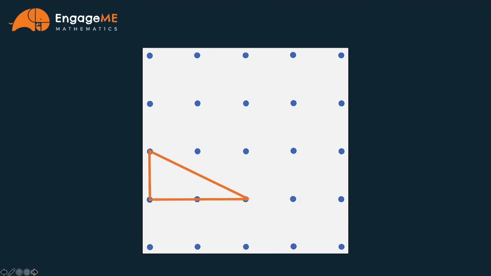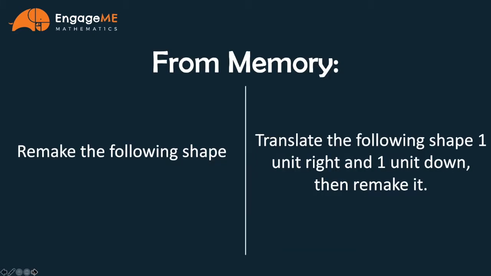Okay, well let's now have a look at the next shape, which of course is going to be that little bit harder. For this one, like we did before, you can either remake the following shape that's just about to pop up on your screen, or you can translate the shape one unit to the right and one unit down before remaking it. So that is, you either think of the shape that just pops up on your screen, or you think of that same shape, move it across one unit to the right and then one unit down, and then remake that shape from your memory. Are we ready? Let's go.